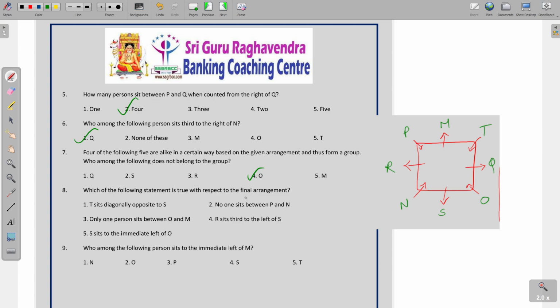Which of the following statements is true in the final arrangement? T is diagonally opposite to S. T here and S here, this is not correct. No one between P and N. Between P and N, R is there. Only one person sits between O and M. Between O and M, here 2 and here 4 persons are there. R sits third to the left of S. Left of S, so R sits second to the right of S. It is also not correct. So finally option 5 is the answer: S sits immediate left of O. Who among the following persons sits to the immediate left of M? Immediate left of M, that is P. Okay, it is the puzzle.